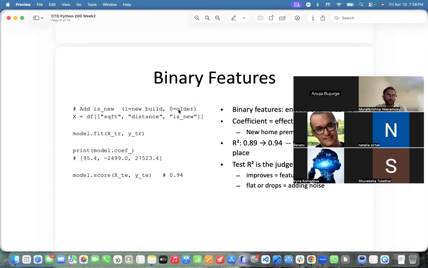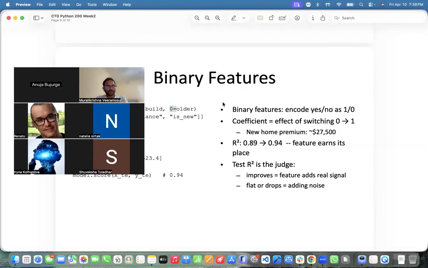It's a feature of whether the home is a new home or an old home. If it is a new home, our data set will have value 1, older home is value 0. With this new feature, this is a third feature we are adding, R2 is even improved from 0.89 to 0.94. That means our model is predicting well. Our model is basically improvising in order to predict the right house price, right?